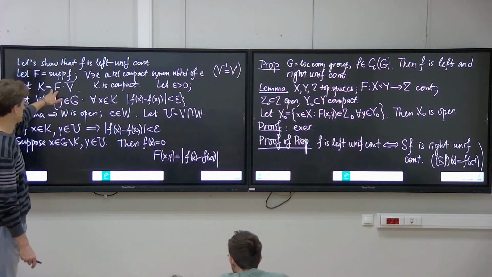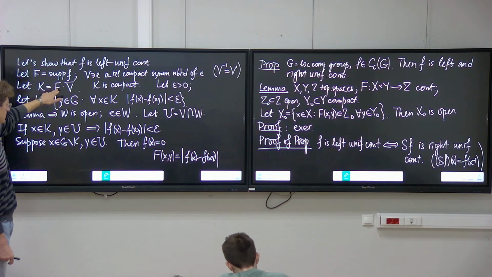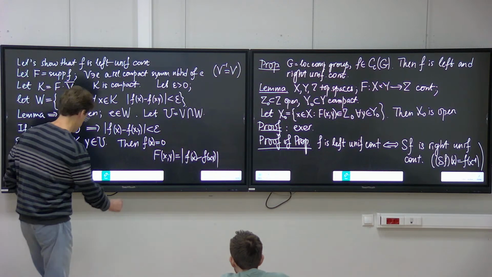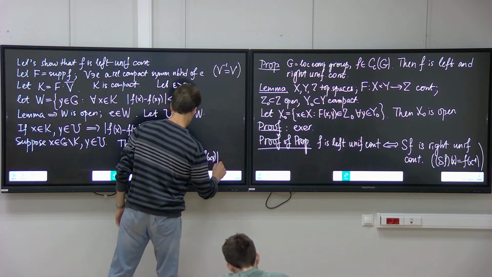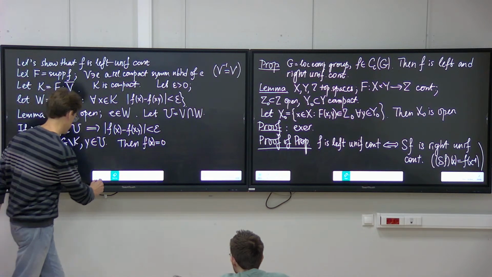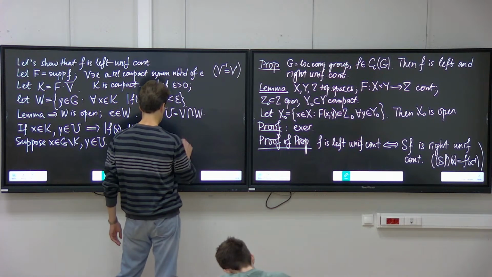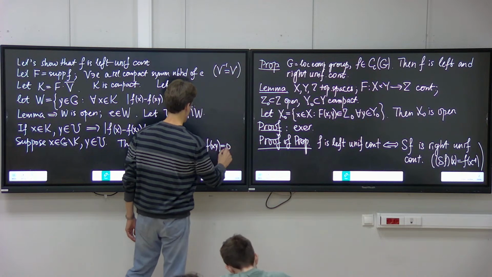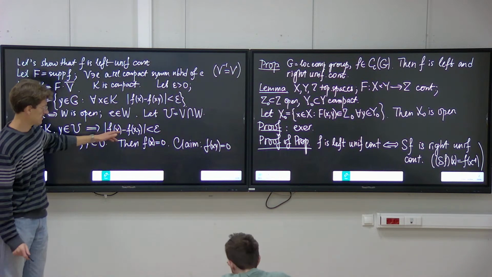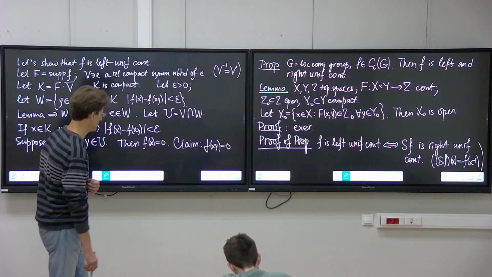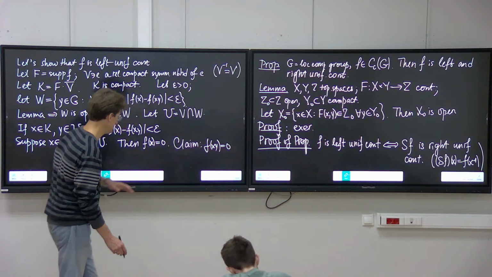f of x is 0 because it is not in K. And moreover, it is not in F. F is smaller than K, but F is the support of little f. So x is not in the support, and f of x is 0. And I claim that f of xy is also 0. If we prove that f of xy is 0, then we are done, because in this case, both terms here are 0. So if not, let's assume the converse, suppose this is not 0.